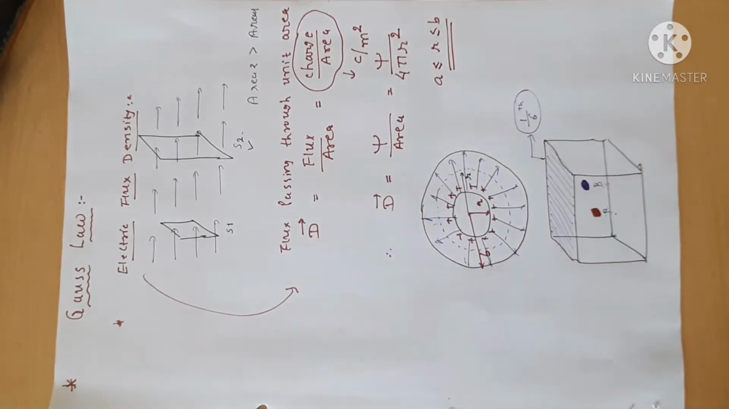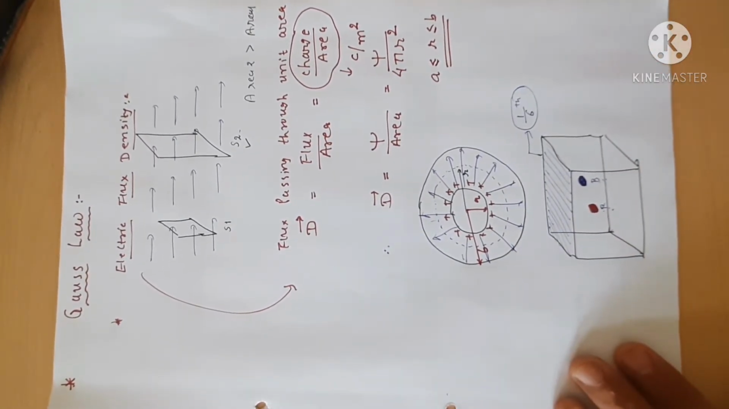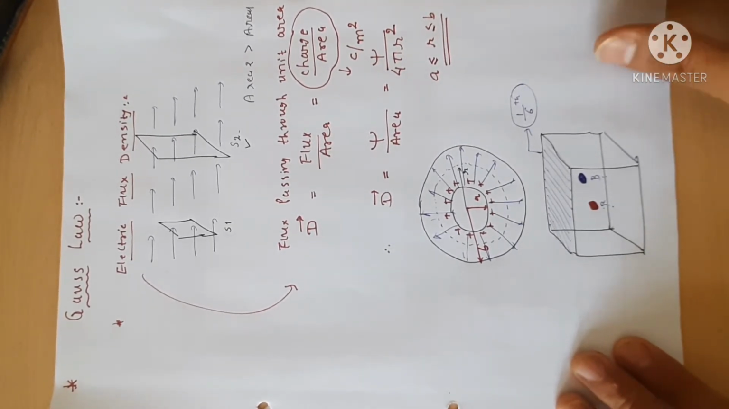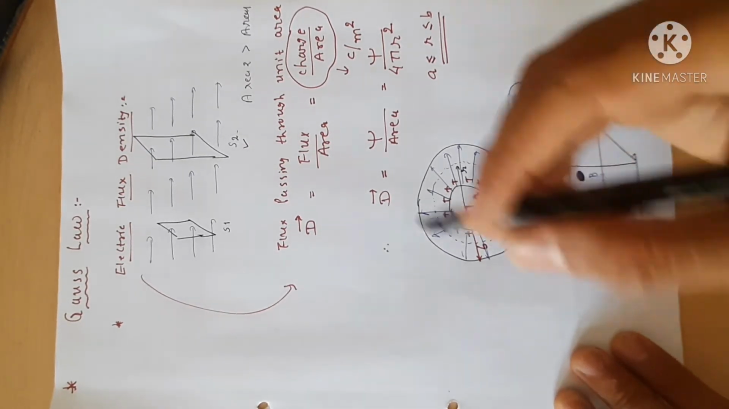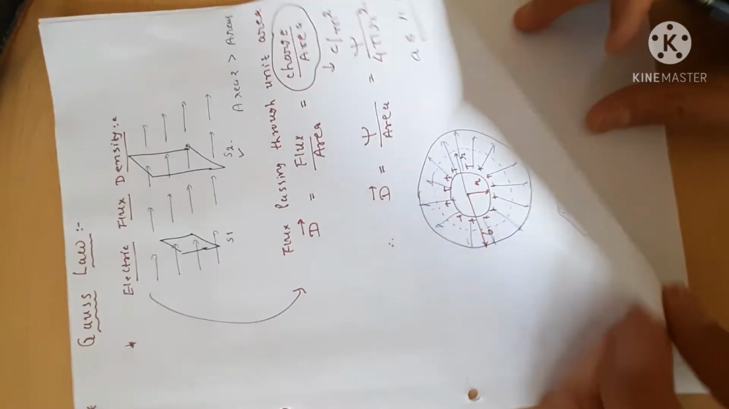Okay, so based on that we have to define Gauss law. Gauss law says that the total flux passing through any closed surface is equal to the total charge enclosed by that surface. So here we have to consider only the charge enclosed by the surface.